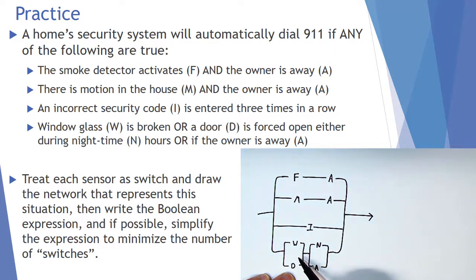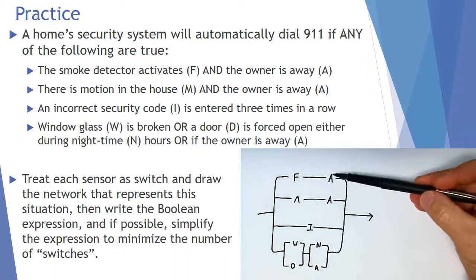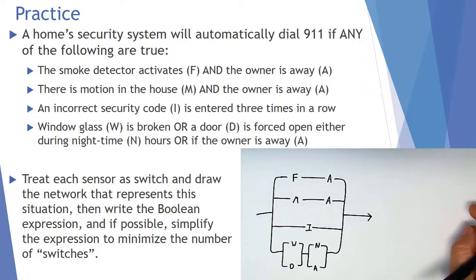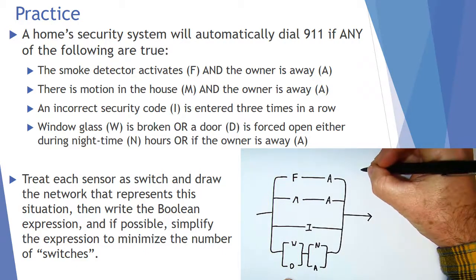So that last bullet point, the window or the door will only trigger if it's either nighttime or the owner is away. So 2 of these have to be met in order to trigger a 911 call. And there's our network. 4 things that can happen in order to trigger a call. Now, what will that Boolean expression look like? Let's start from the top and work our way down.